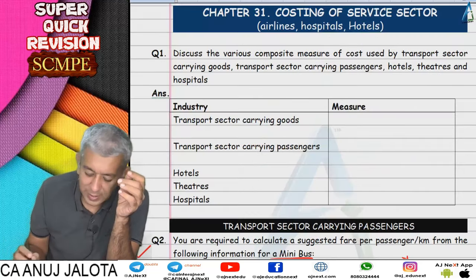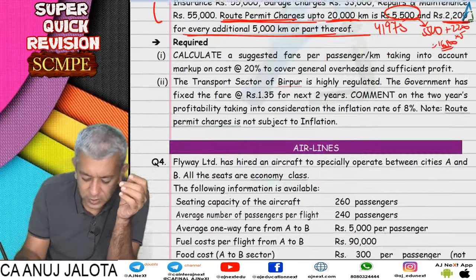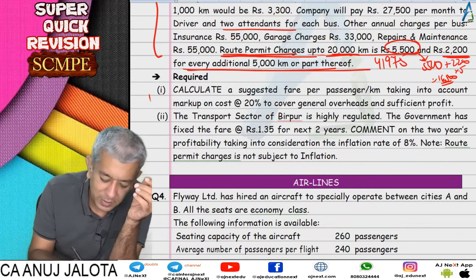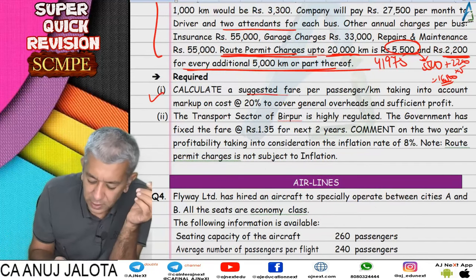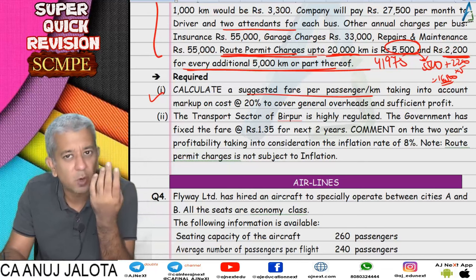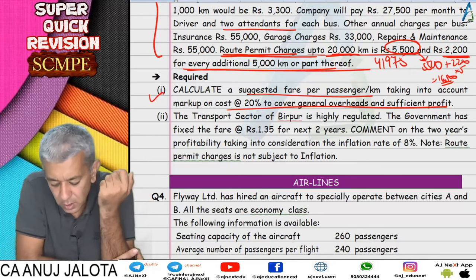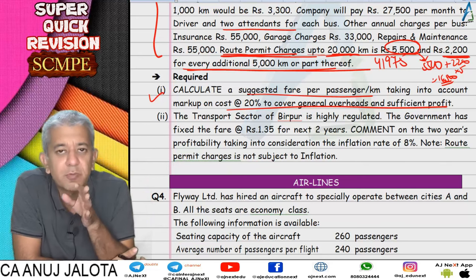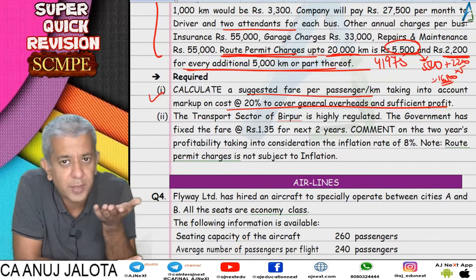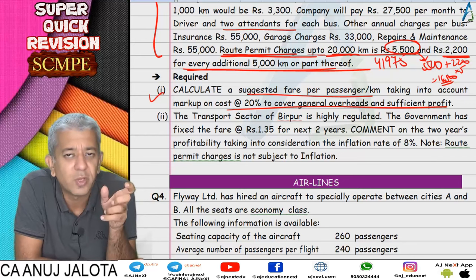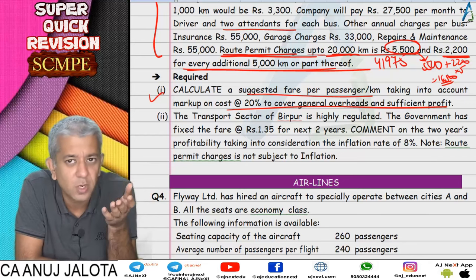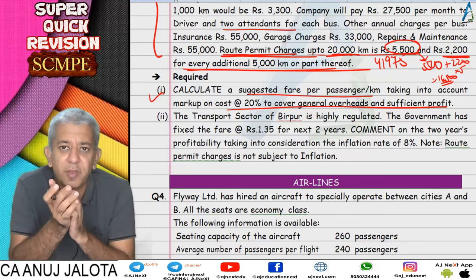Now, once we all did that, what was given to you in the question was something like this. In part one of the question, find out the suggested fare per passenger kilometer. We already had the number of passenger kilometers, and add 20% to cover general overheads and sufficient profits. So we found out our cost and added that 20% margin. Once we did that, we got the revenue divided by the number of passenger kilometers. We got the answer: what should be the fare per passenger kilometer?